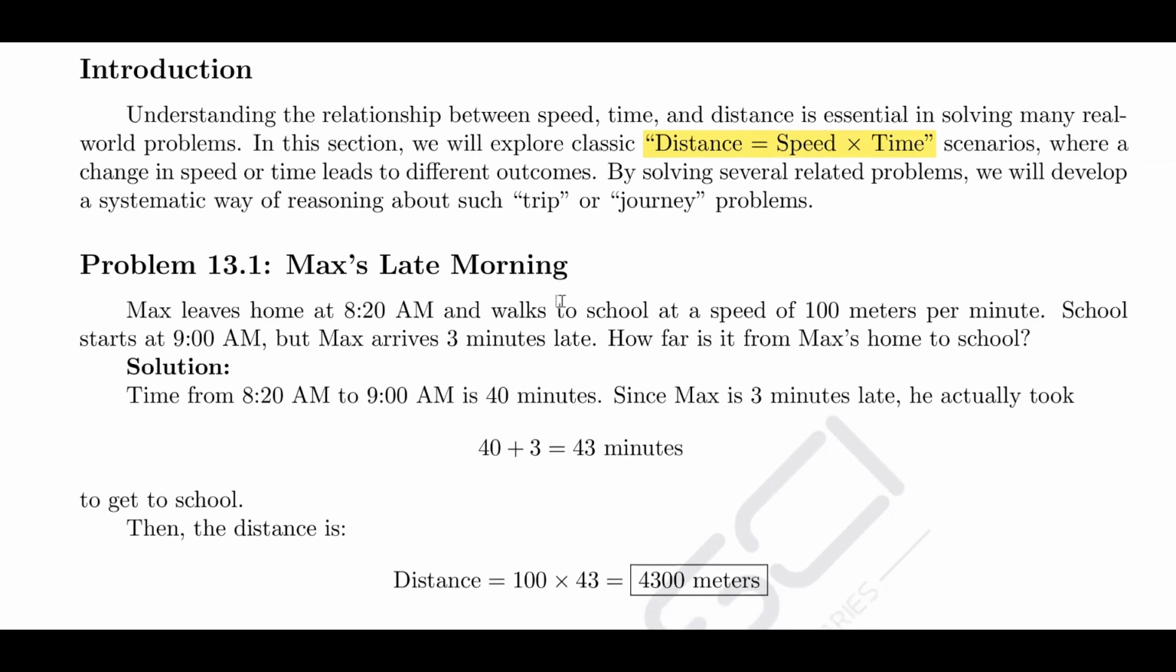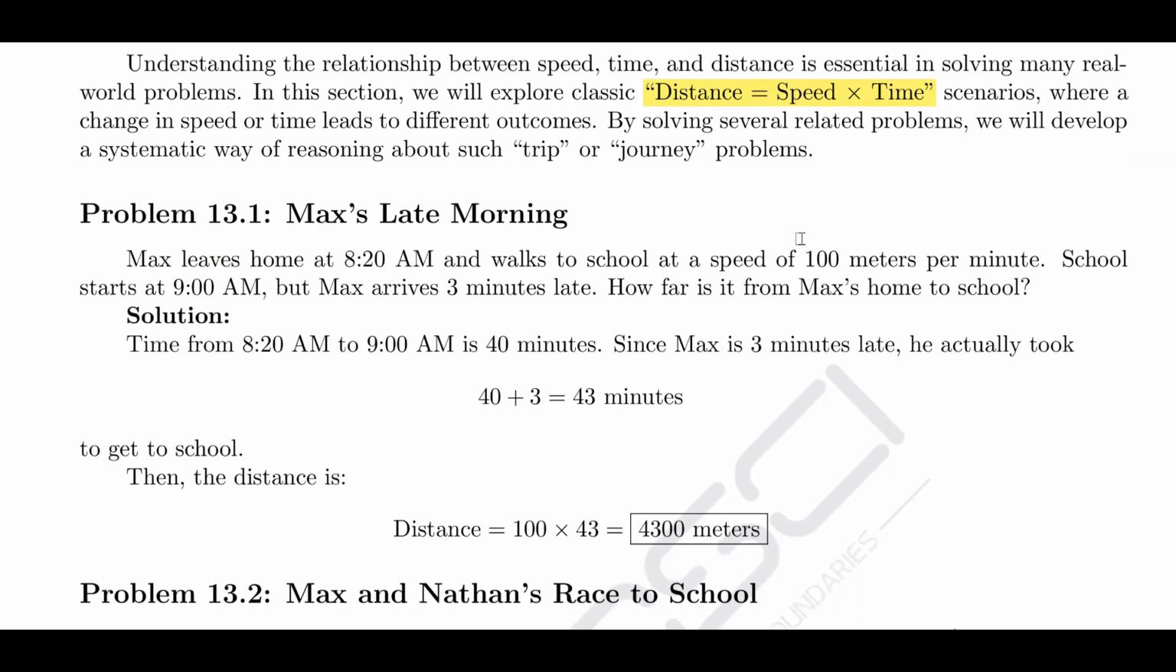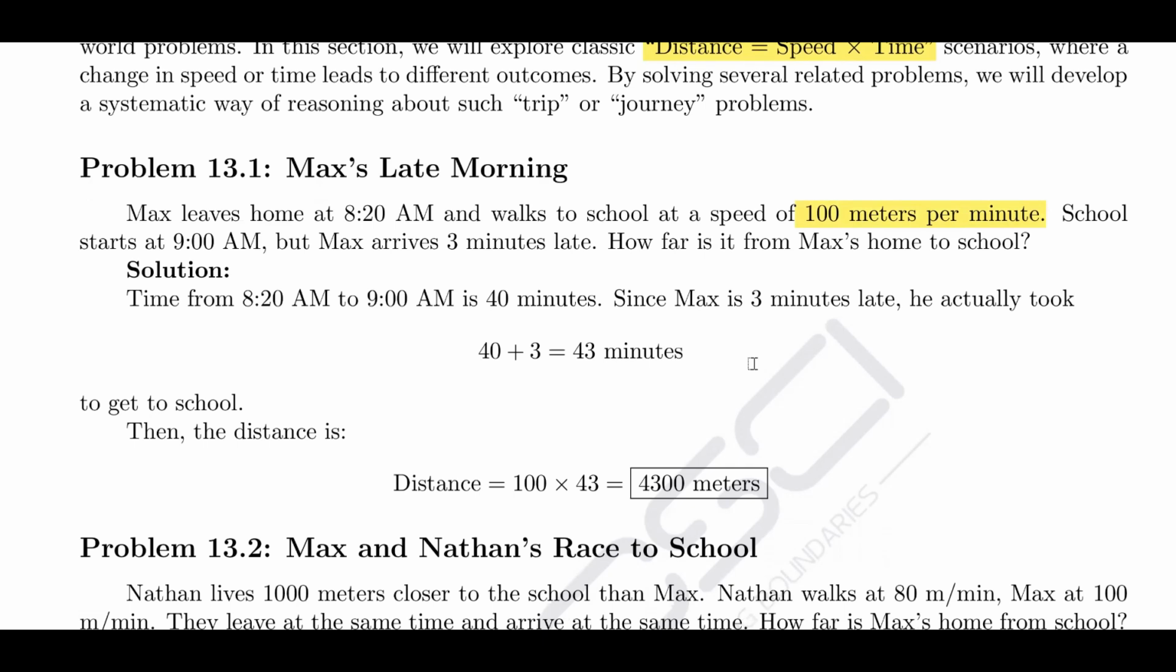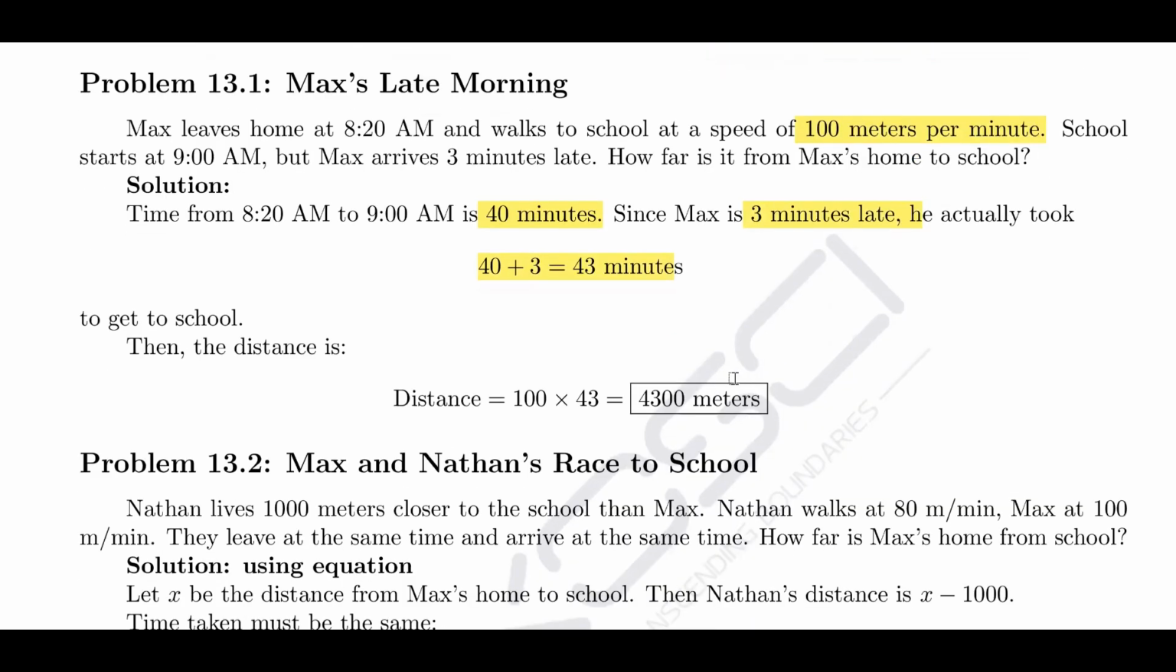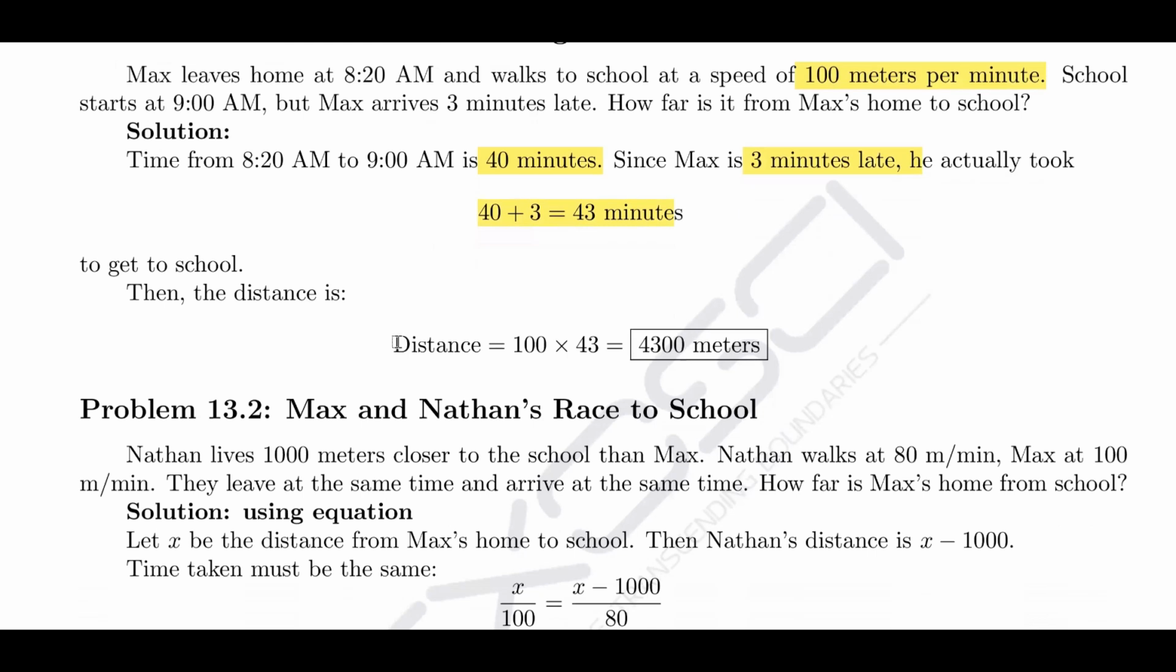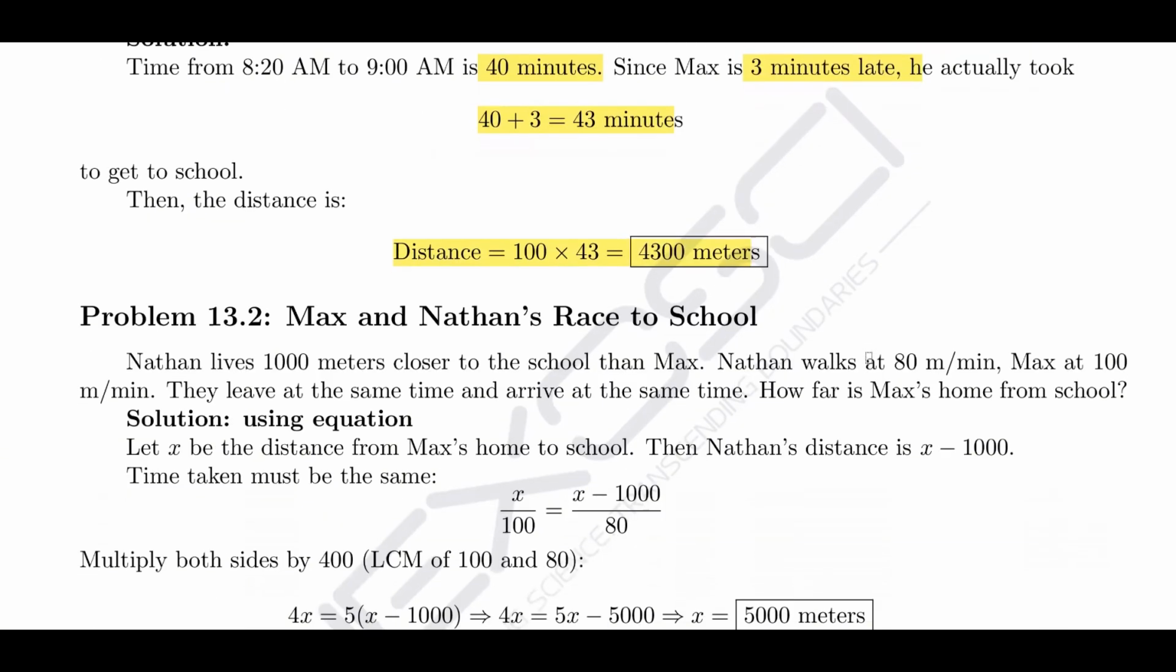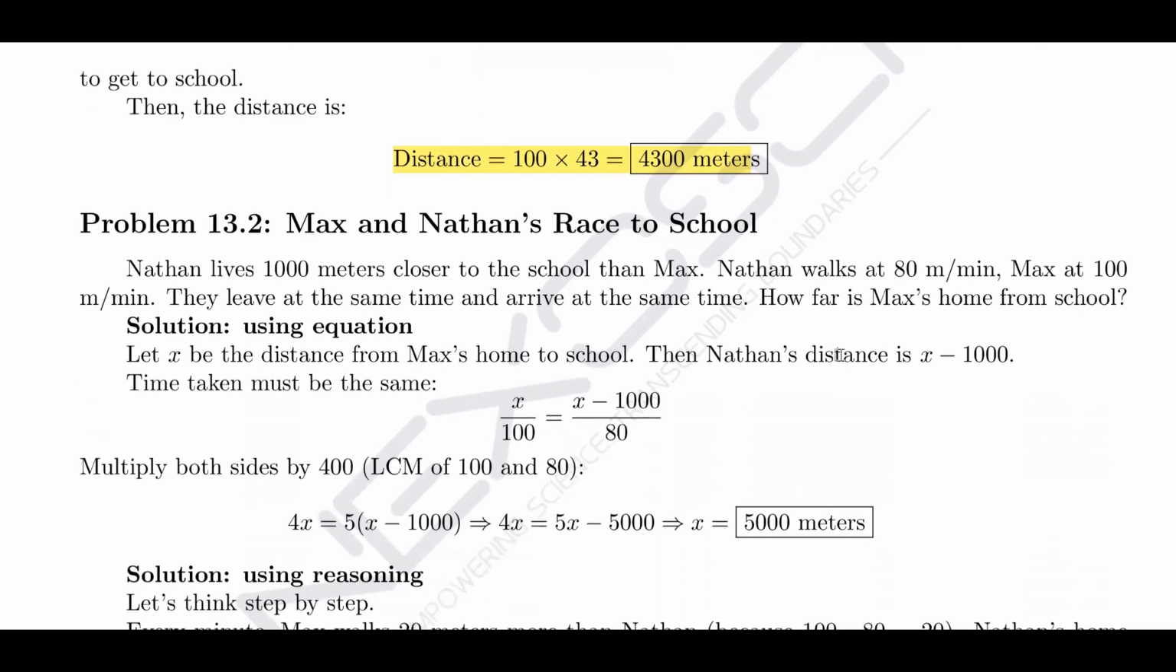Max leaves home at 8:20 in the morning and walks to school at a speed of 100 meters per minute. School starts at 9 o'clock, but Max arrives 3 minutes late. How far is it from Max's home to school? From 8:20 to 9 o'clock is 40 minutes. Since Max is 3 minutes late, he actually takes 40 plus 3, which is 43 minutes, to get to school. His distance is speed times time, so 100 times 43 equals 4,300 meters. So the school is 4,300 meters from Max's home. This is a simple problem to warm up.